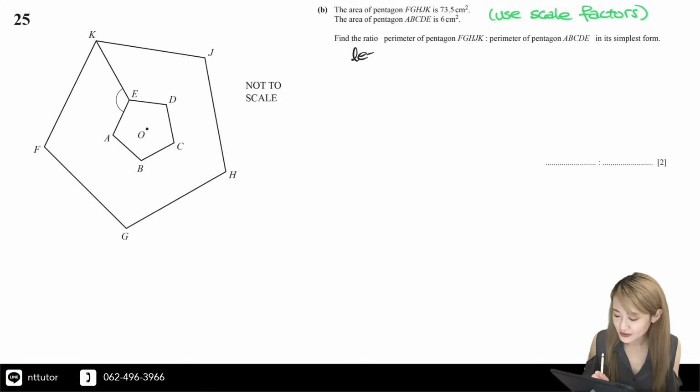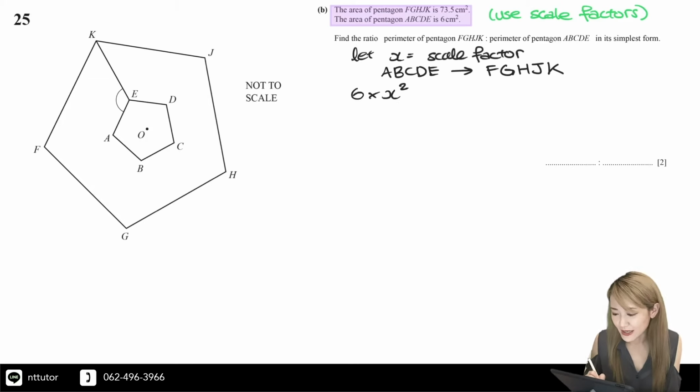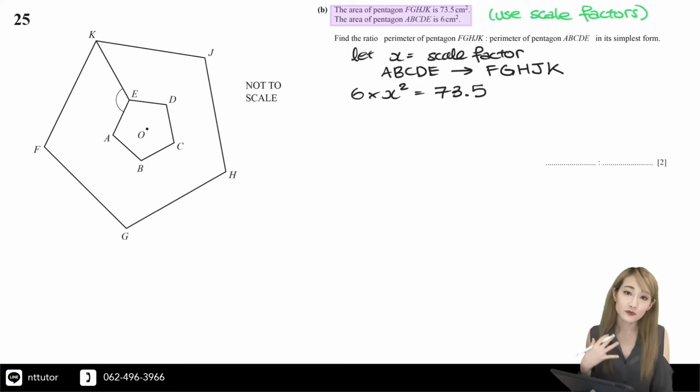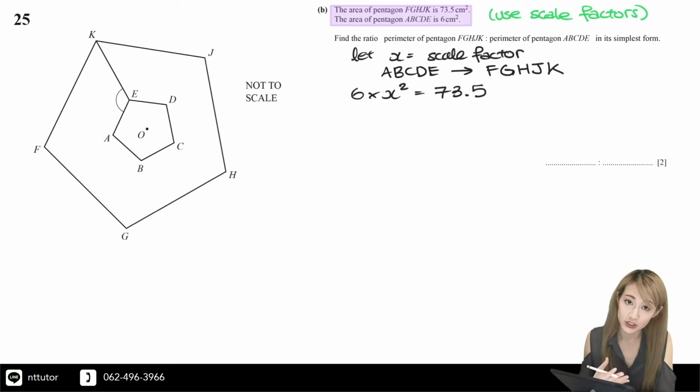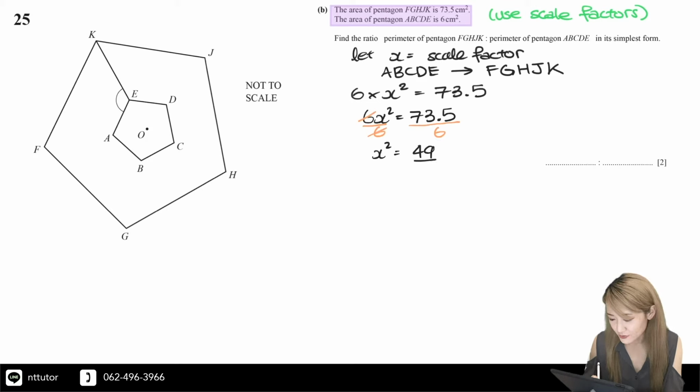So if we let x equal the scale factor to turn ABCDE into FGHJK, using the areas of the two pentagons, we can write 6 multiplied by x squared equals 73.5, because when you work with scale factors in area, you need to square the scale factor. So we can use this to solve for x, dividing both sides by 6, then taking the square root gives x equals 7 over 2.